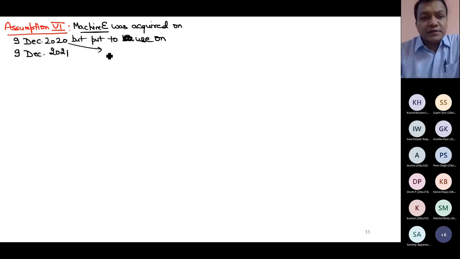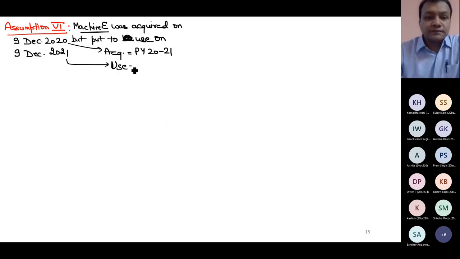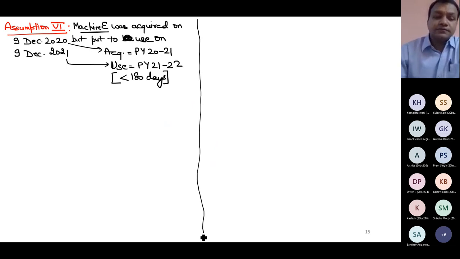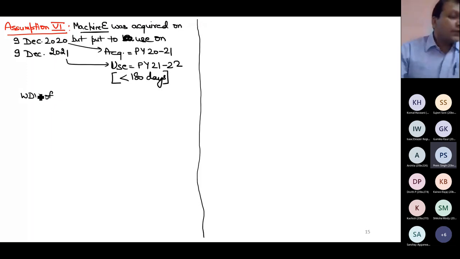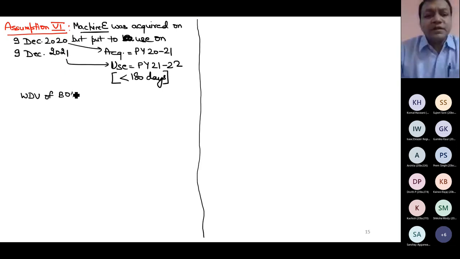It was acquired in the previous year, so acquisition year is what? 2021. Put to use year is what? 21-22. And in this year it is used for less than 180 days. I want to know the answer of depreciation. Can anyone try to tell the answer of depreciation now? Sir, 1,27,500. 127,500 is the correct answer, but let everyone check. Let us be slow in this. WDV of block of asset on 1st April 20 remains same, 10 lakh.